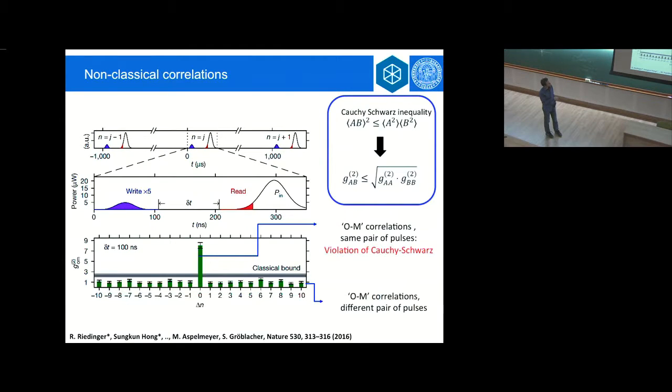The x-axis is essentially the difference in time, but discretized to our pulses, right? This would be n equals 0, n equals 1, and so on.